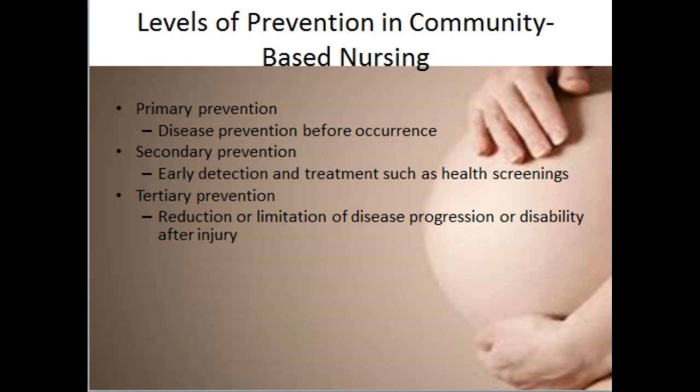Tertiary prevention is designed to reduce or limit the progression of a permanent, irreversible disease or disability. The purpose of tertiary prevention is to restore individuals to their maximum potential. Tertiary intervention takes place only if the condition results in permanent disability. Tertiary prevention measures are supportive and restorative.